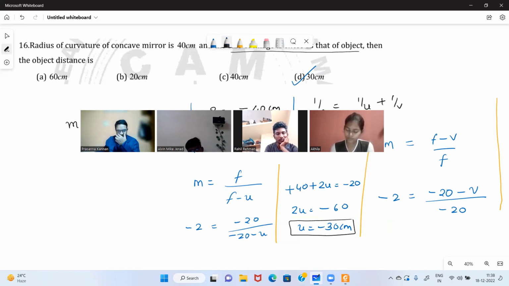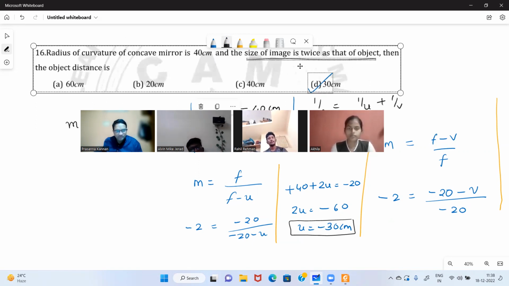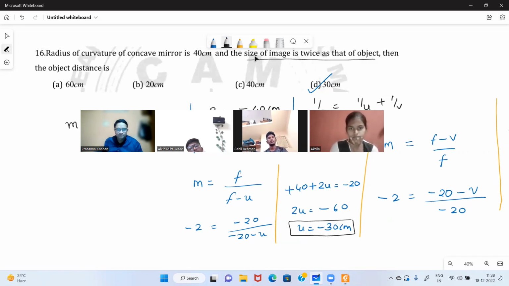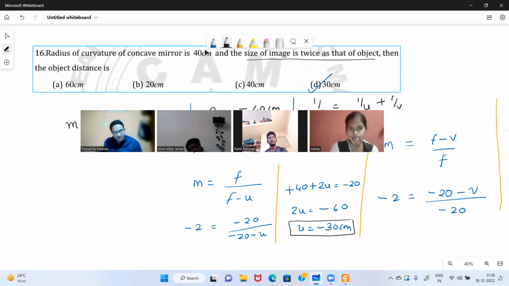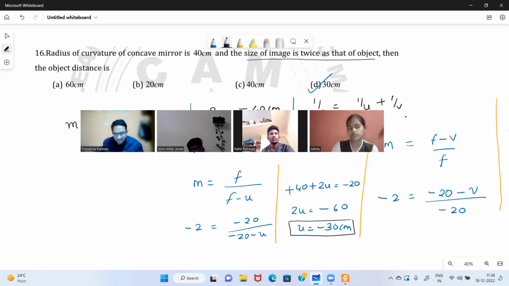But the best thing is to analyze what he did, right? You understand that the radius of curvature is 40, which means the focal length is 20. The size of the image is twice that of the object, which means if it is a real image, then it is going to be between the focus and the center of curvature. So the focus is at 20 centimeter, the center of curvature is at 40 centimeter. The answer must be between those two. So 30 is correct. Are you all clear, guys?